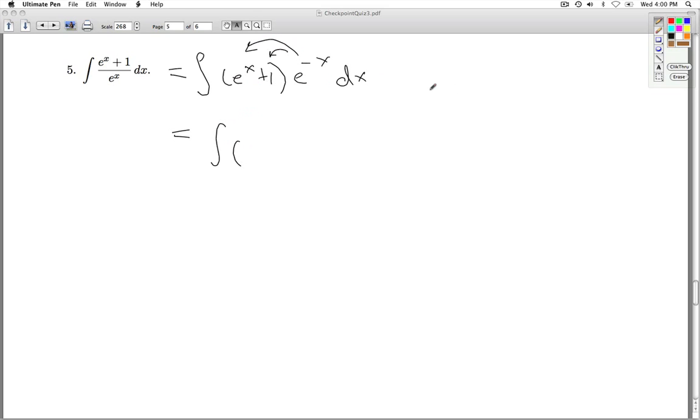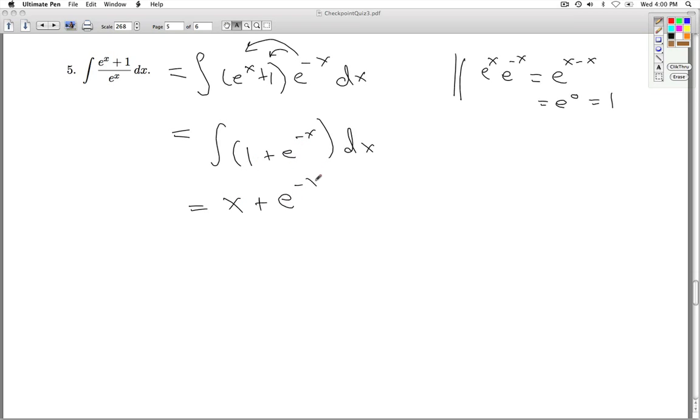E to the x times e to the minus x. When you have the same base, you add the exponents. That's e to the 0, which is 1. So that's a 1 there, plus e to the minus x dx. The antiderivative of 1 is x. The antiderivative of e to the minus x, e to the minus x over negative 1, plus your constant.